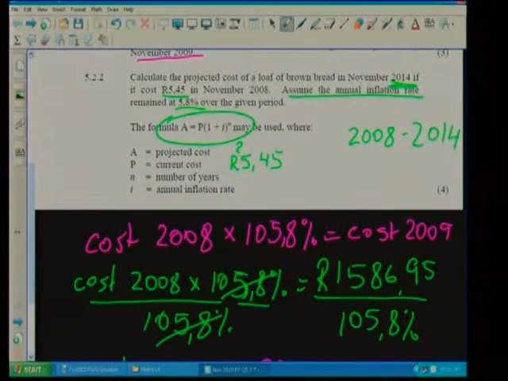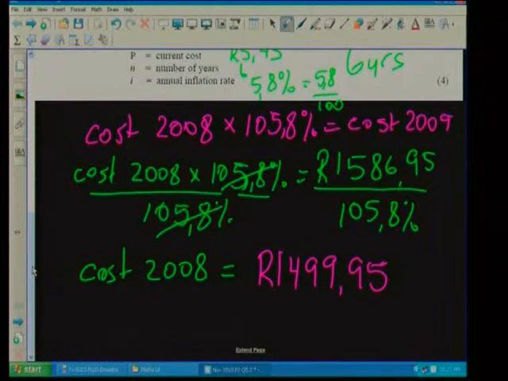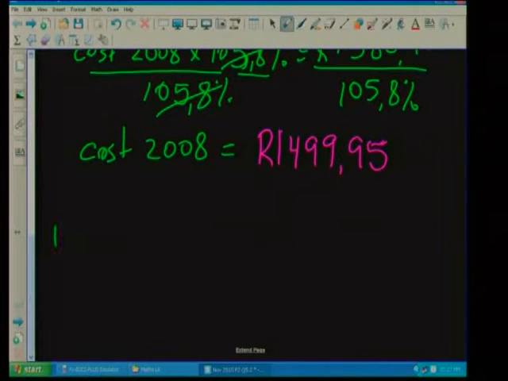So, Indy, do you have an idea? What are we going to say? 14 minus 8, it's 6 years. Yay, Indy got it right. So the number of years is 6, and our inflation rate is 5.8%. And I'd like you to write it as a decimal or as a fraction, 5.8 over 100. So I've made that very complicated. Let's see if we can do it here. This is the second part.